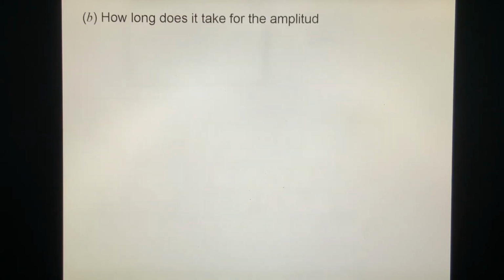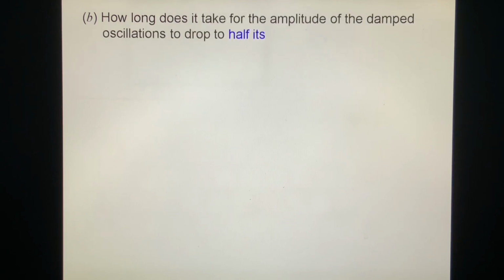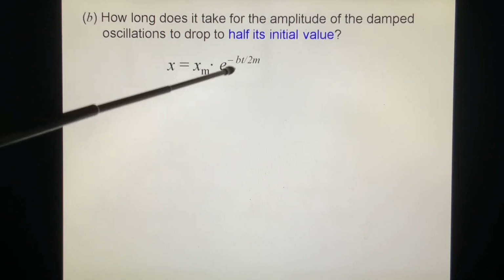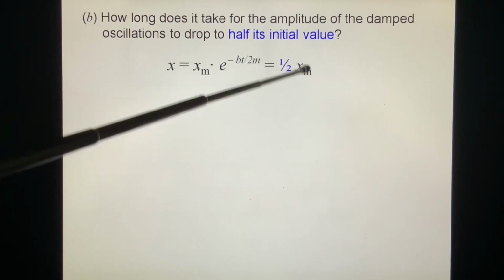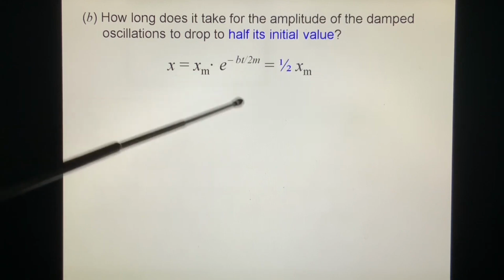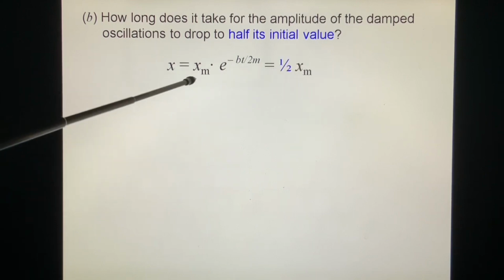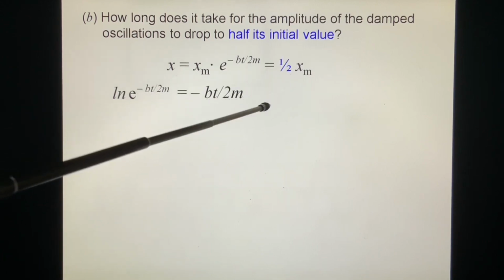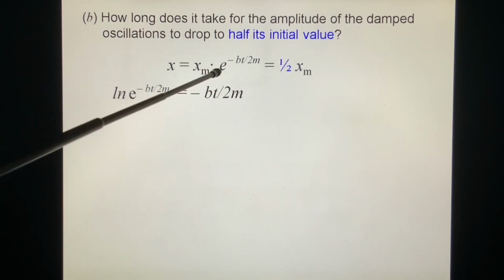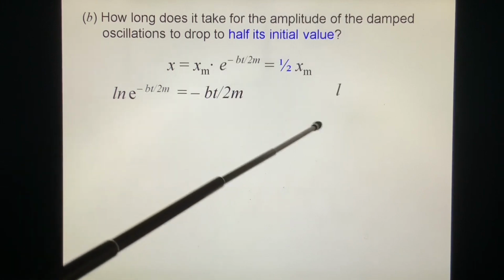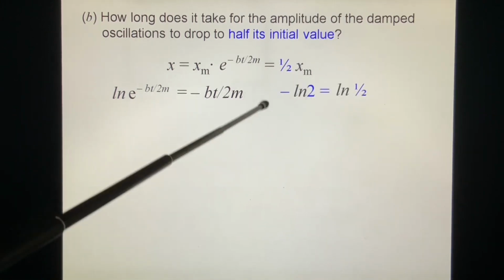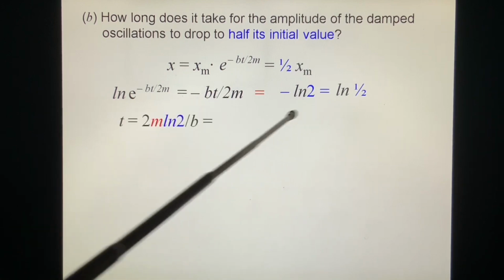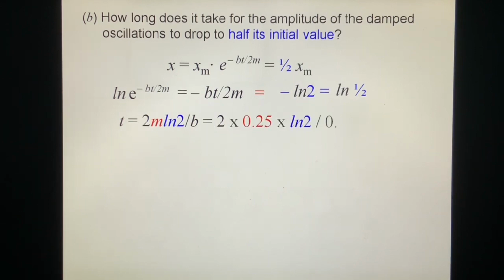How long does it take for the amplitude of the damped oscillator to drop to half its initial value? Initial value is this one. Now we got half. What is half? Half this one, okay? Now, when t equal to 0 it is xm. How long until it gets to half? We cancel the xm, we do the log. So this is equal to log half. Okay, log of one half. This side we get minus bt over 2m, and this side we get minus log 2. They are equal. Okay, then you find this one. The t, okay, is 2m log 2 over b. We find the answer.